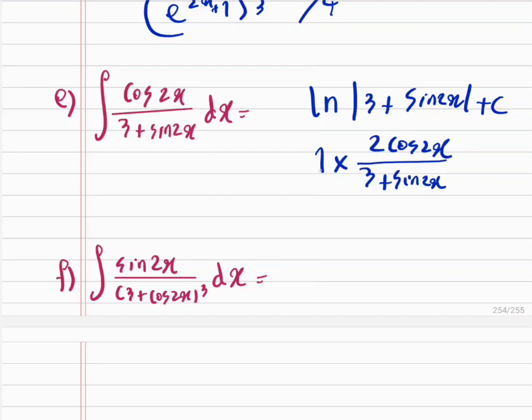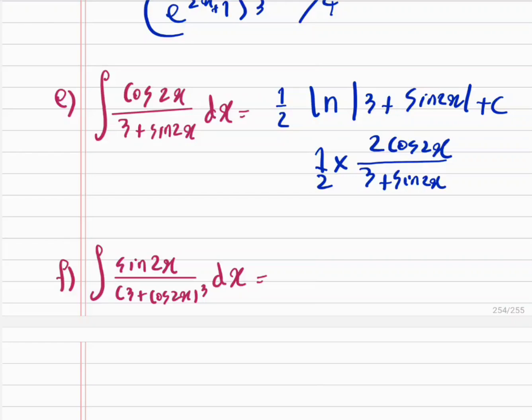So in order to not have that, we must have 1 over 2 outside, just as another constant. That means the adjustment we need to make is 1 over 2 ln of 3 plus sin 2x. So that's essentially the integral in this case.